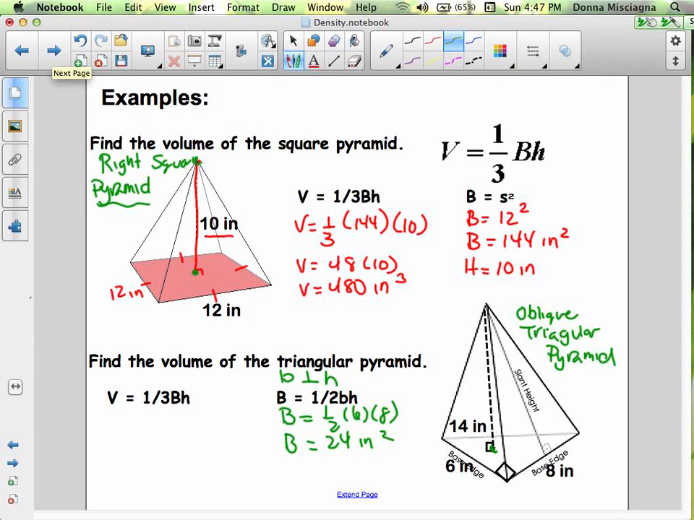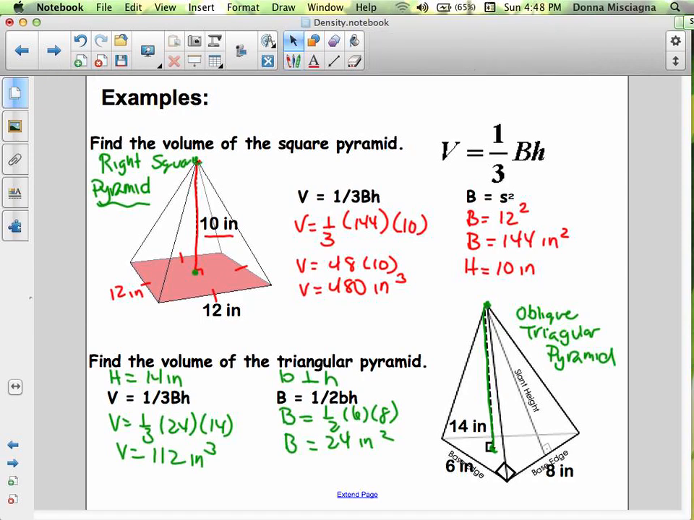The height of the pyramid is just the distance from the base to the vertex. So the height is 14 inches. And so the volume is 1/3 times 24 times 14. Well, 1/3 of 24 is 8, and 8 times 14, so 8 times 10 is 80. 8 times 4 is 32, so 80 plus 32 is 112 inches cubed. And there we go. We found the volume of these two. So it's not too bad. Just like find the volume of the prism, just divide by 3 or multiply by 1/3.